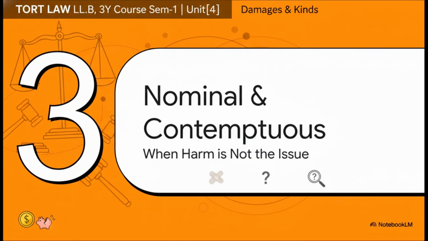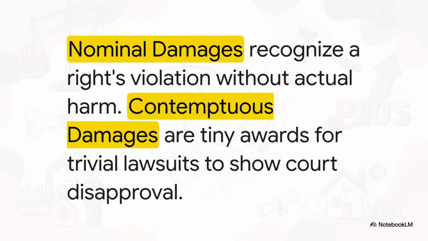Let us proceed to our third section, which concerns nominal and contemptuous awards. These are situations where the vindication of a right, rather than compensation for substantial harm, is the primary issue. Nominal damages consist of a small monetary sum awarded to a plaintiff to acknowledge that their legal right has been infringed, even in the absence of any actual quantifiable loss. Conversely, contemptuous damages involve awarding a plaintiff a trivial sum to signify the court's disapproval of the litigation itself, indicating that while the plaintiff may be technically correct, the lawsuit was frivolous or without merit.